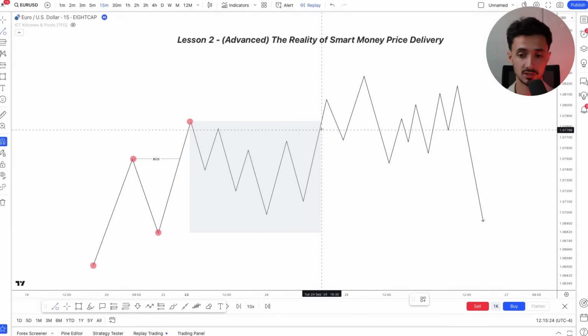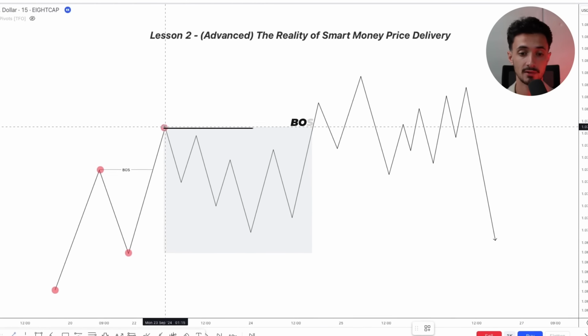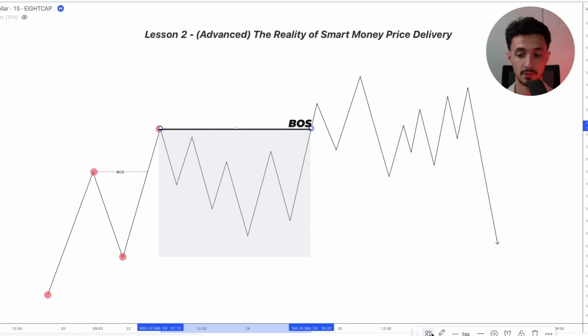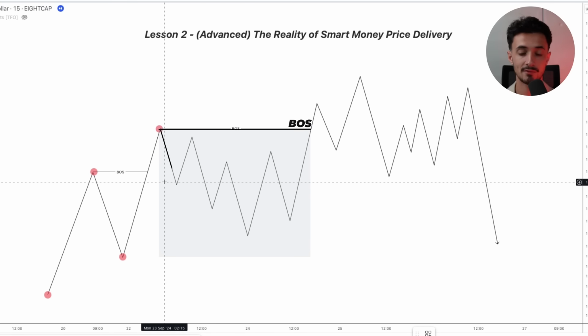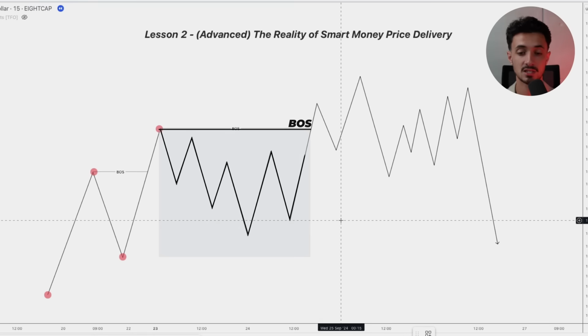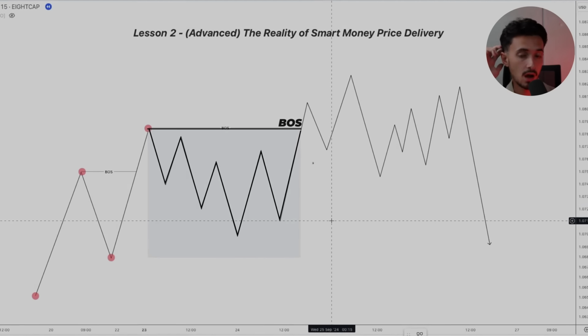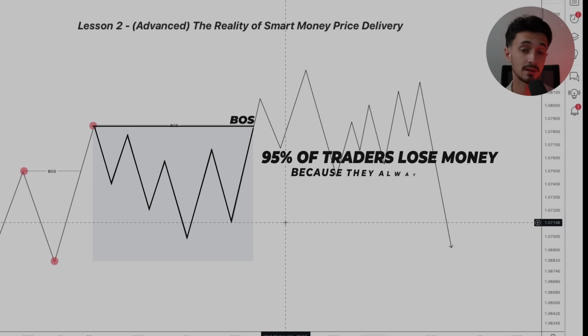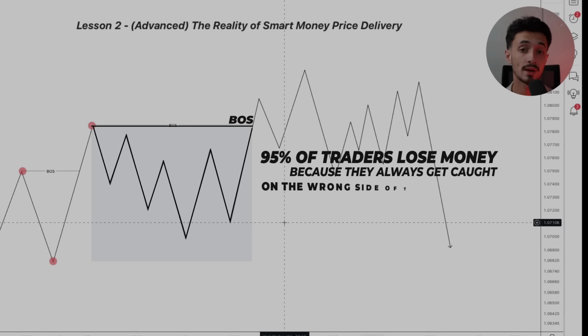So when price does, you can see price breaks out of the box. There is obviously your break of structure, right? Break of structure here. So we're still continuing bullish, but now you have all of this price action inside of here. This is where most traders go wrong. In fact, I would argue that 95% of traders lose money because they always get caught on the wrong side of the market. Here's an example of that.